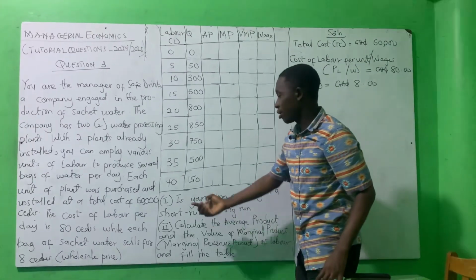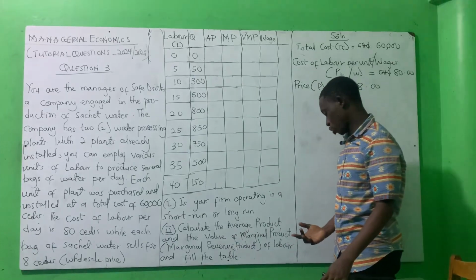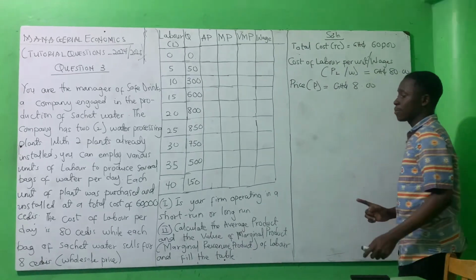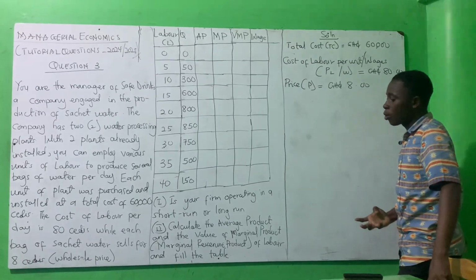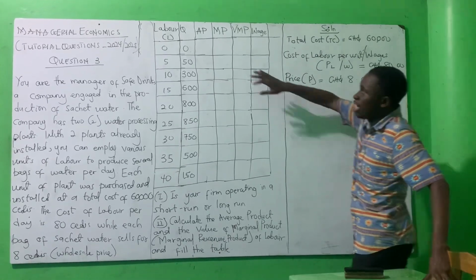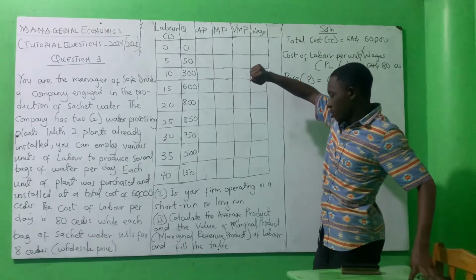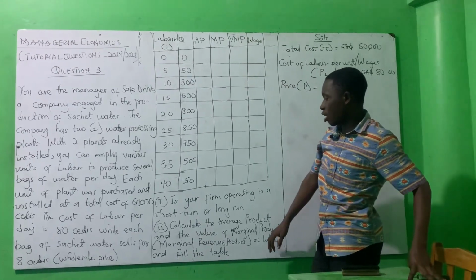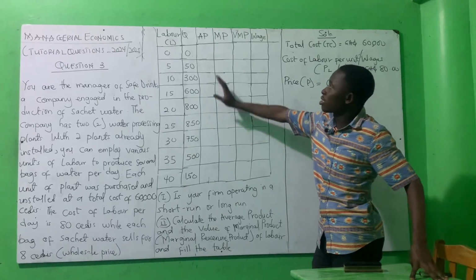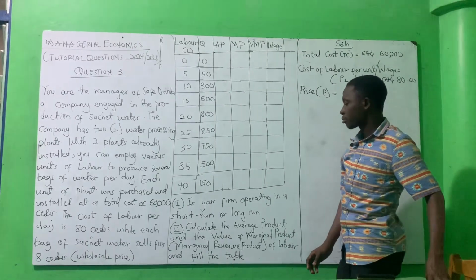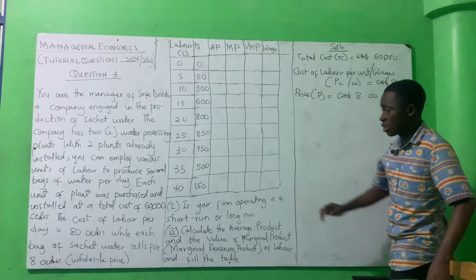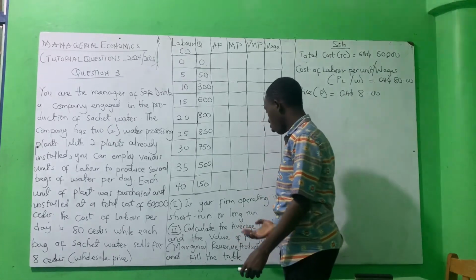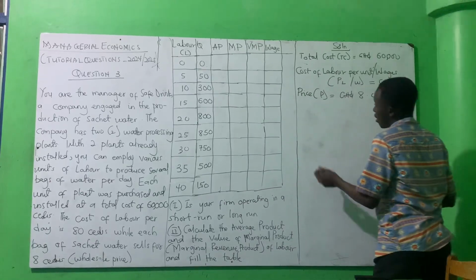Okay. So is your firm operating in a short run or long run? That's the first part of the question. Then, calculate the average product, which is the AP. Let's calculate AP. Let's also calculate the value of the marginal product. And let's also calculate the marginal product. So I'm starting with the first one. Is your firm operating in a short run or long run? So this is the first part of the question.